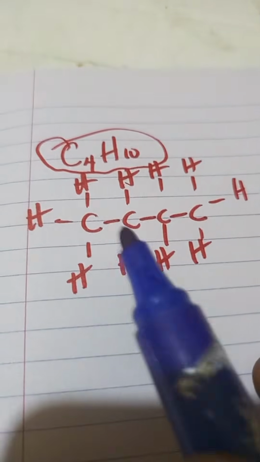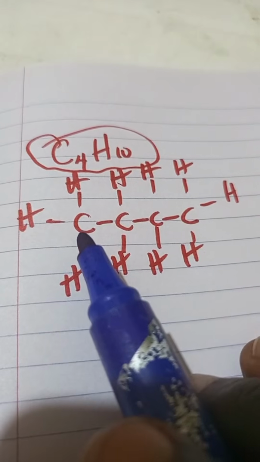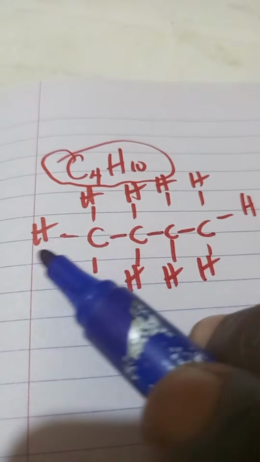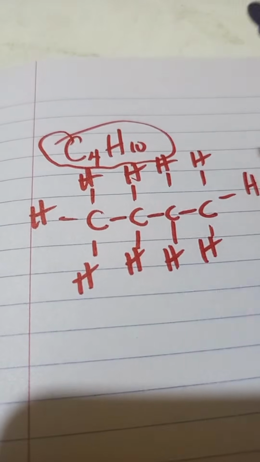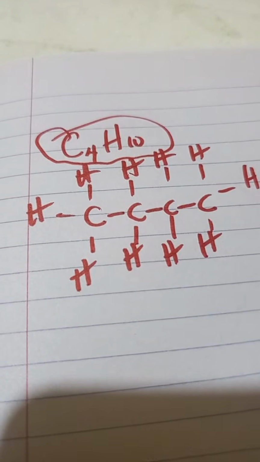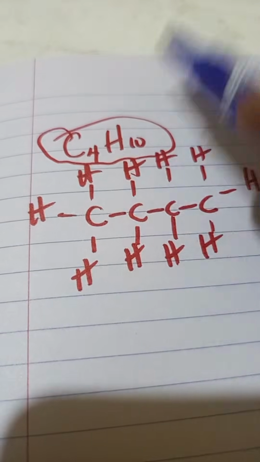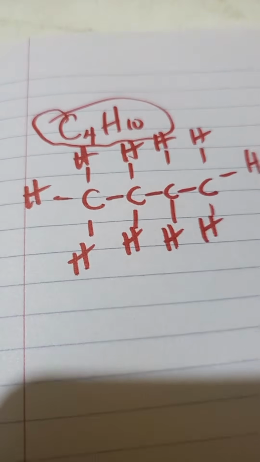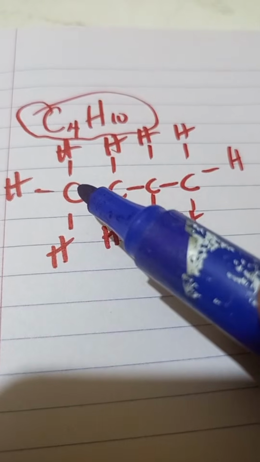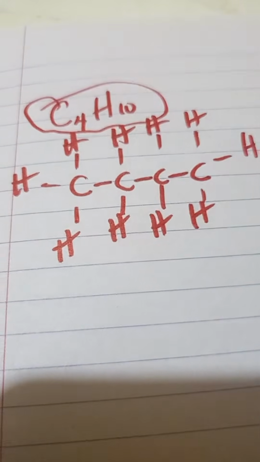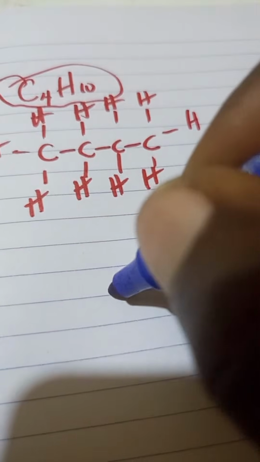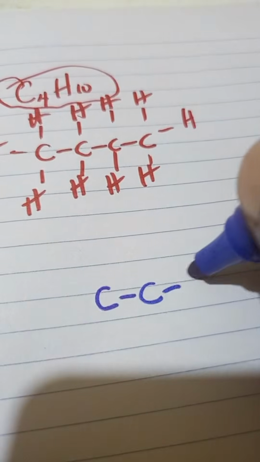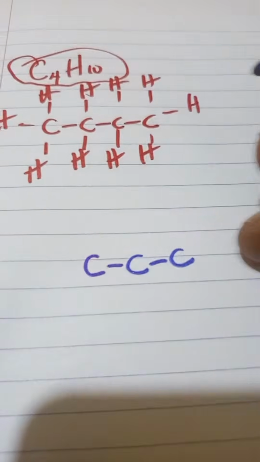The first thing to do is, since it has 4 carbon, remove 1 carbon from it. How many carbon will now remain if I remove 1 carbon? It will remain 3. So that 3 carbon, I'll now arrange it straight like this. So this is now 3. See the way it is.